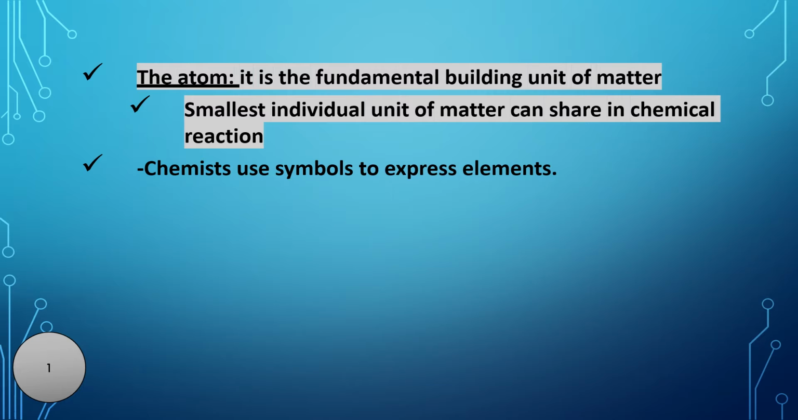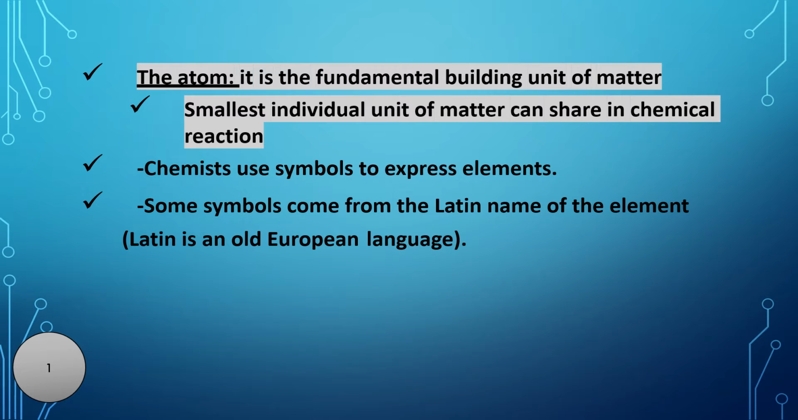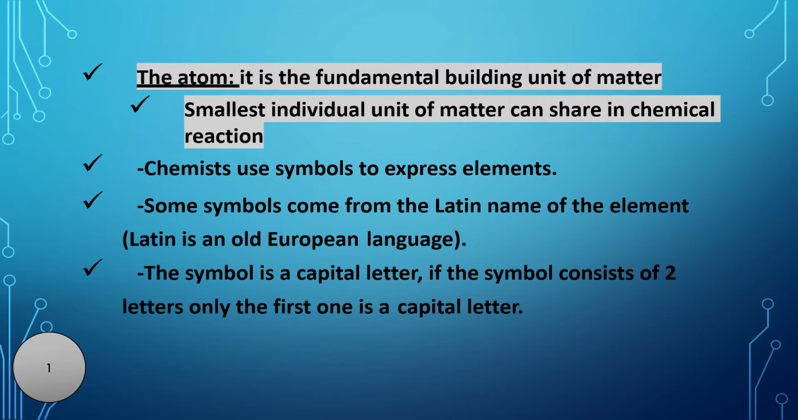Chemists use symbols to express elements to make their study easy. This symbol is from a Latin name, not an English name. What's the meaning of Latin name? Latin is an old European language, and this symbol is written like that. If it consists of one letter, it's written capital, while if it consists of two letters, the first letter is written capital and the second is written small.